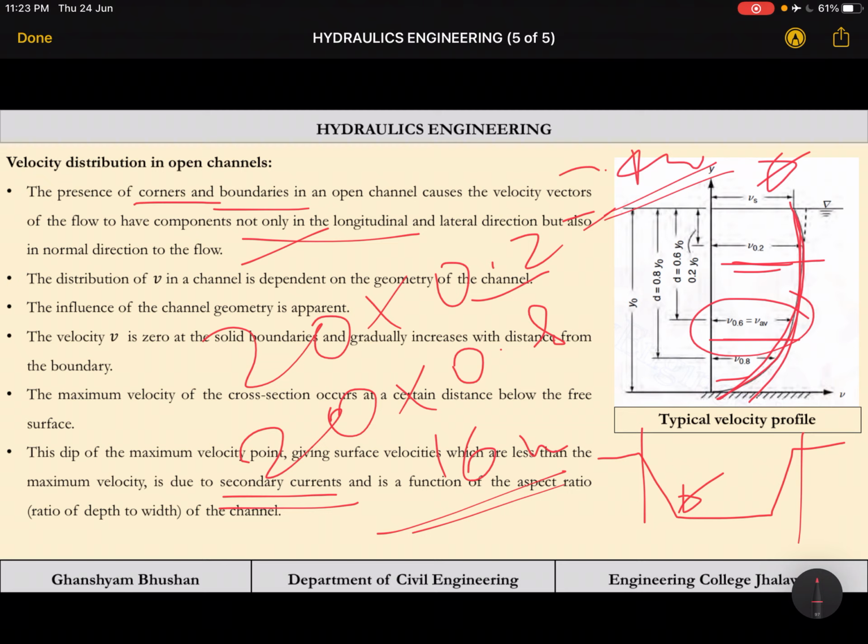So for averaging we have 2 types of formula. First, if it is a shallow stream, then we can directly calculate the velocity at 0.6 times the depth. And if it is a very deep channel, then we have to calculate at 2 locations, that is 0.2 times the depth and 0.8 times the depth. We have to take the velocity at both and take the average of both the velocities.